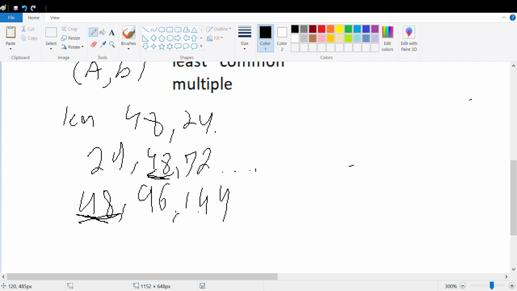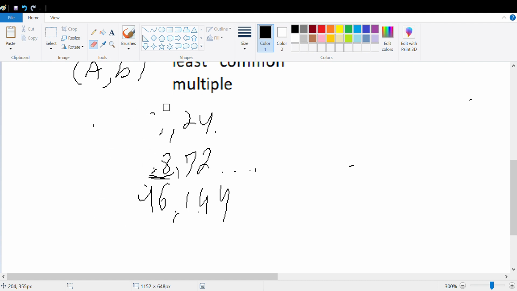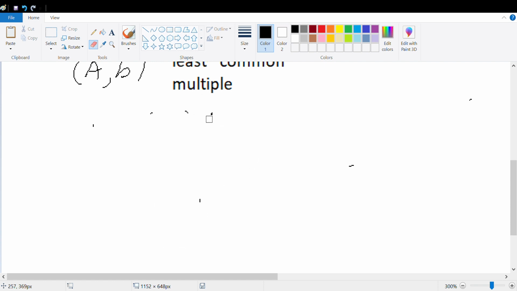Okay, I'm going to give you one more question, and I'm going to have you do it yourself and see how you do. For this one, we're going to find the least common multiple of 18 and 8. I'm going to give you a few seconds to try to figure this out.